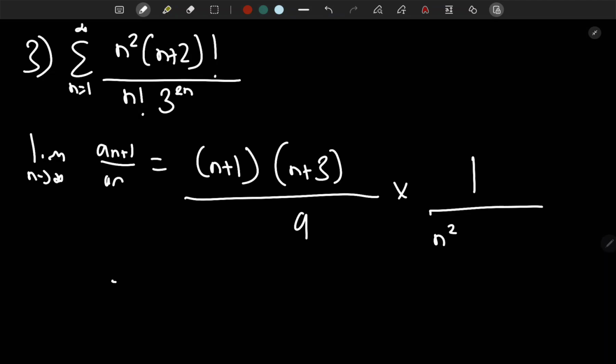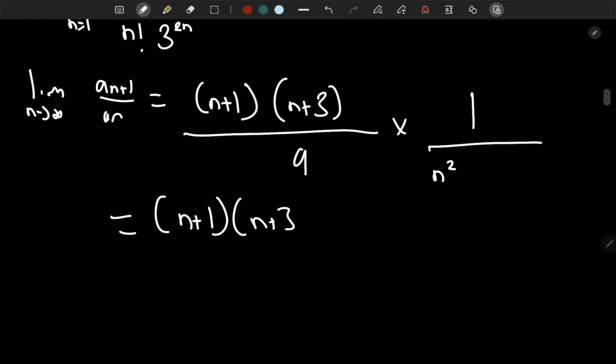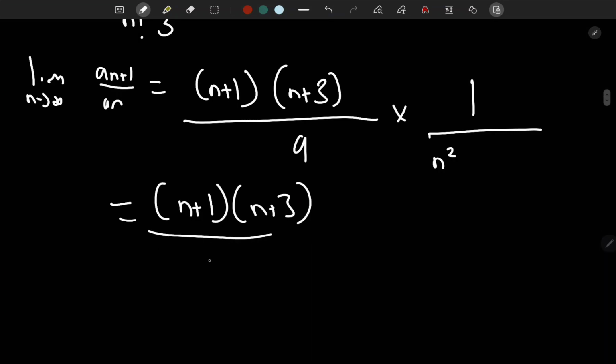So now let's write the final expression. It's going to be n plus 1 into n plus 3 over 9n squared. And remember that this entire thing is with n approaching infinity.